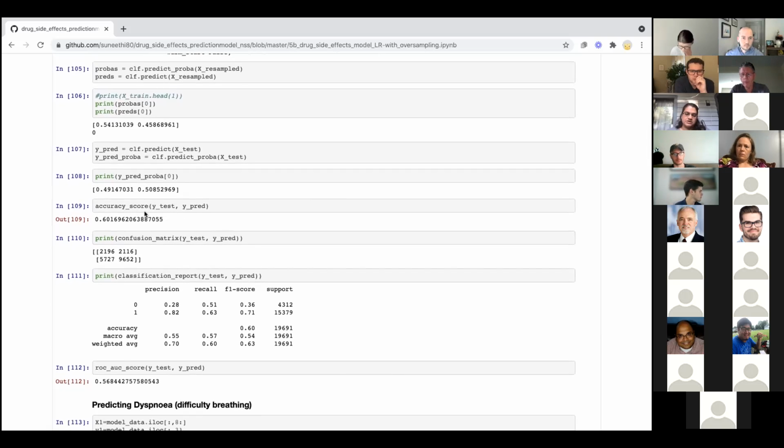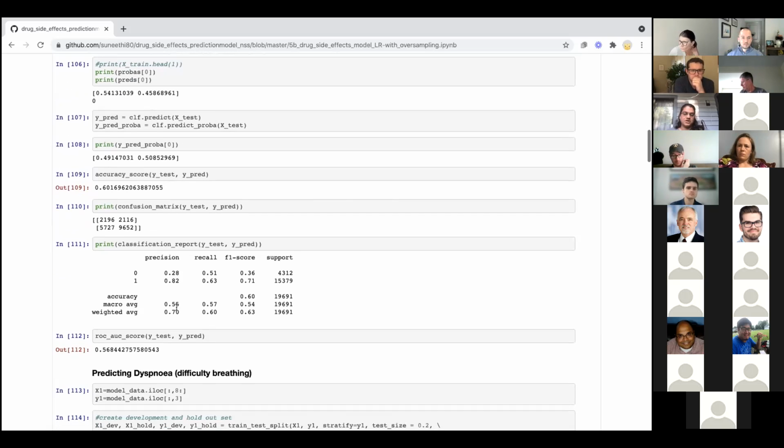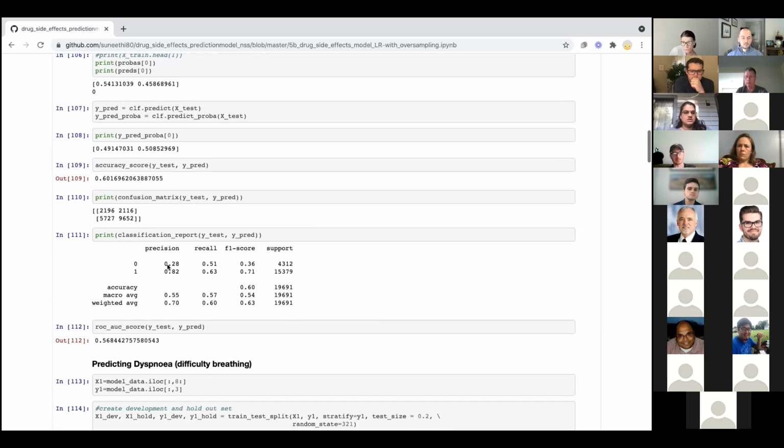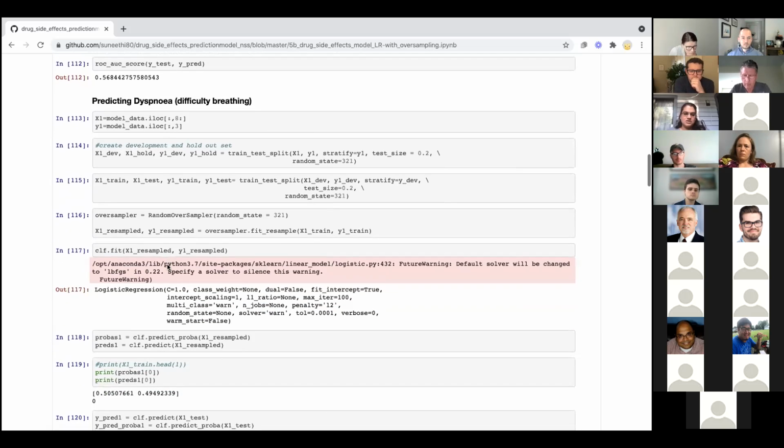I also calculated the accuracy score initially, and then I felt that alone would not be a good metric. So I ran the ROC AUC score and also the F1 score for each of those side effects. Everything is here in the notebook.